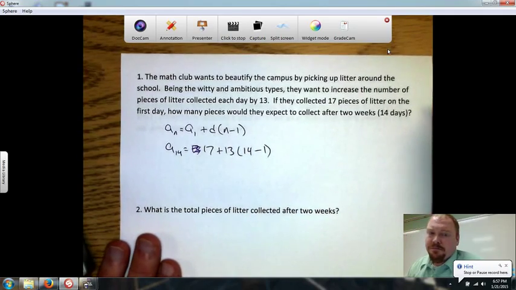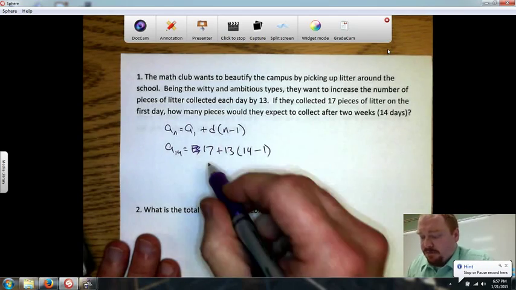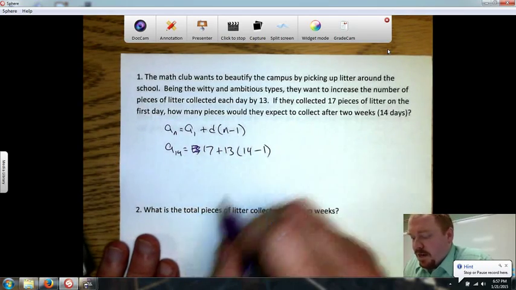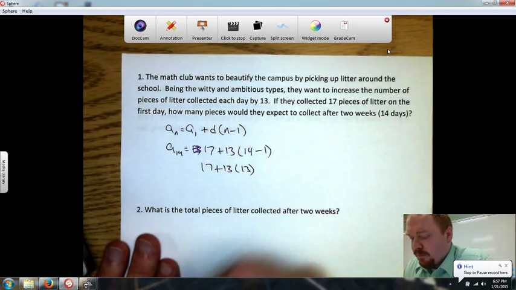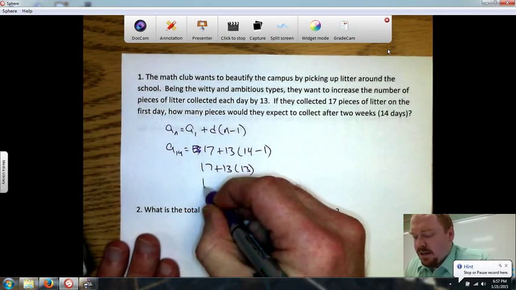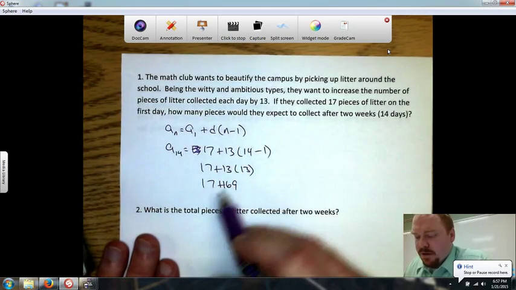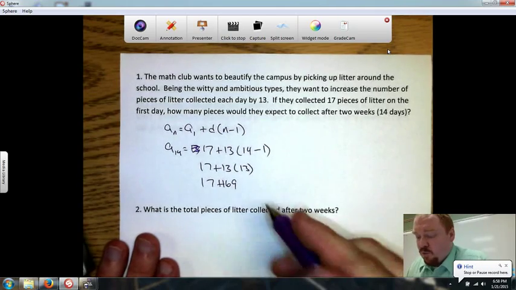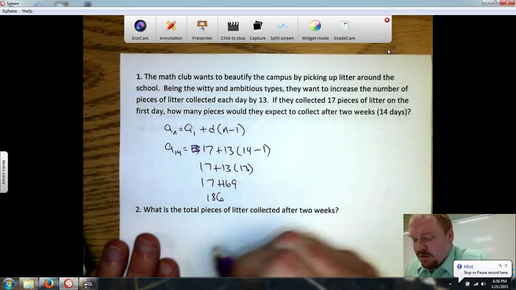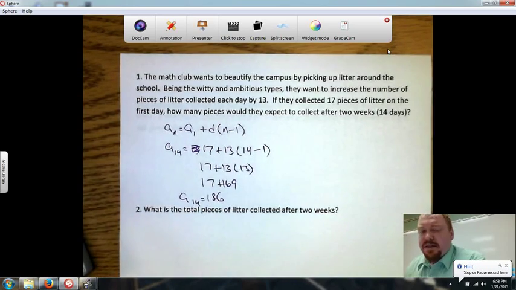So, now all I got to do is just figure this out. So, 14 minus 1 is 13. 13 times 13 is 169. 17 plus 169 is 186. So, on the 14th day, they would expect to collect 186 pieces of litter.